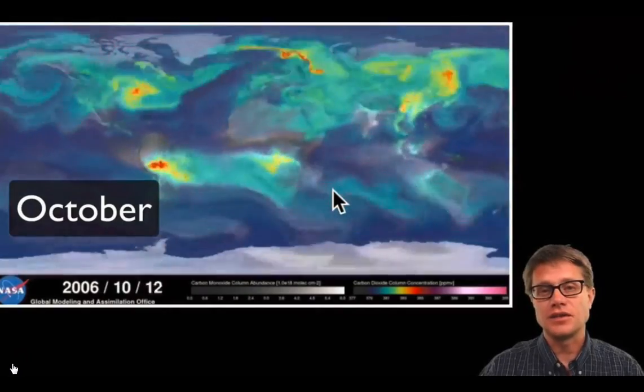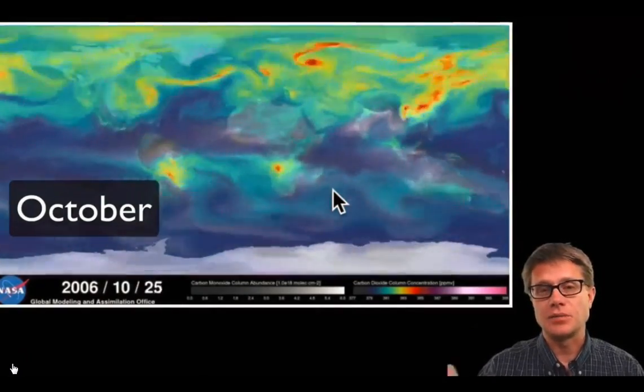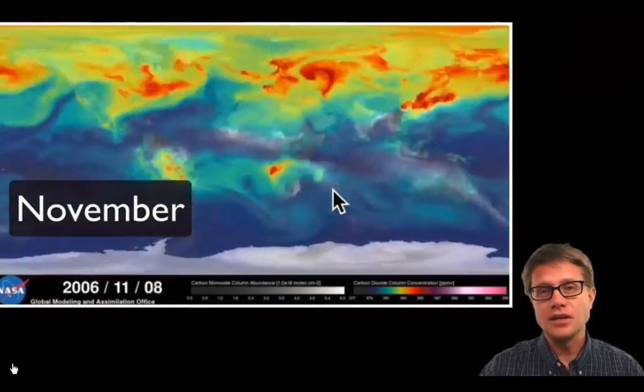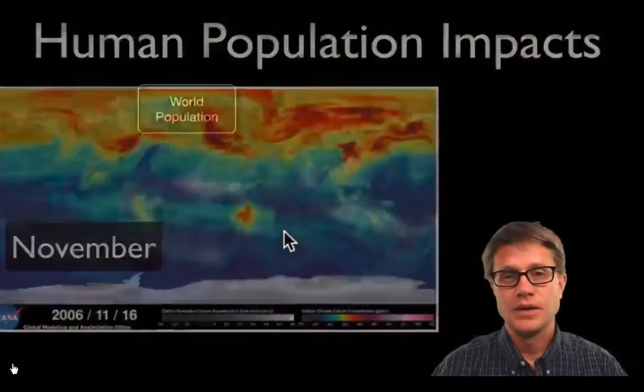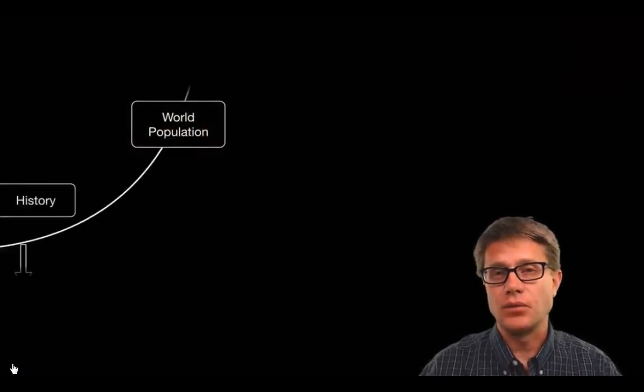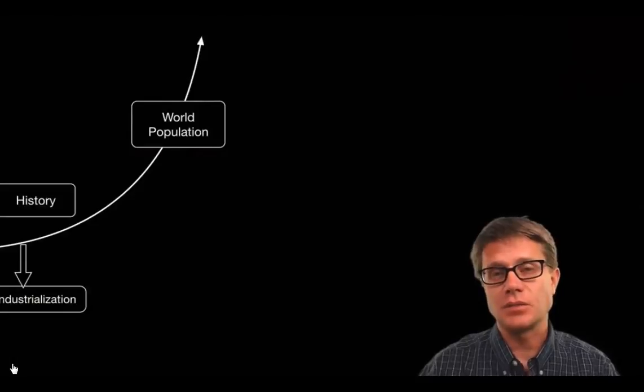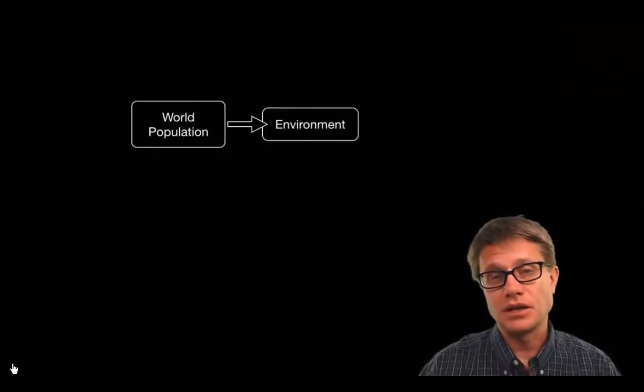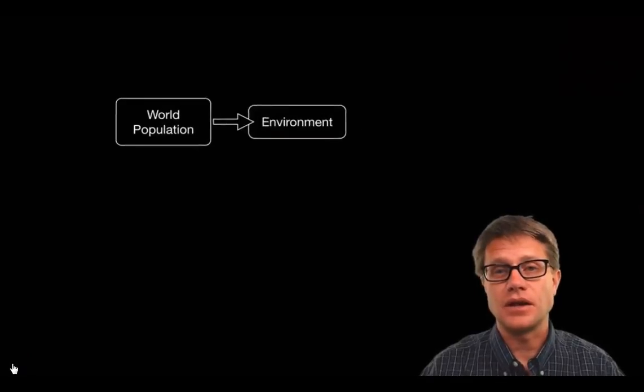In North America and Western Europe and Southeast Asia, we have higher amounts of carbon dioxide. We're burning more of those fossil fuels. Not so much in the southern hemisphere. You can see the winds moving it around. But watch what happens. We're in May right now. Watch what happens as we move into June, and then as we move into July.